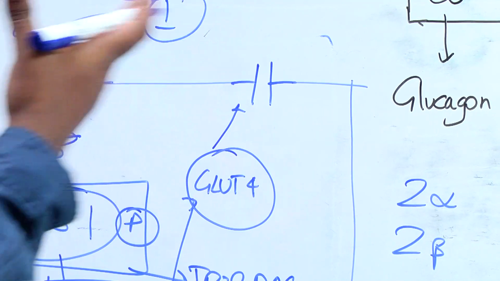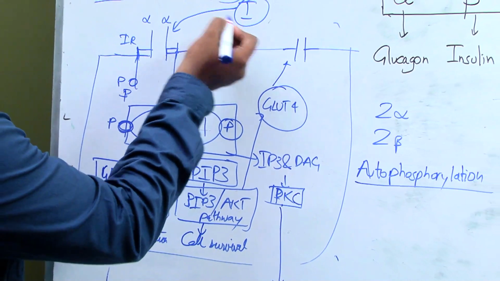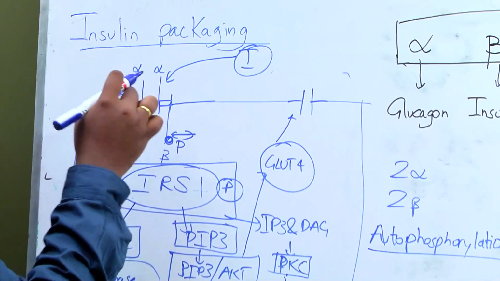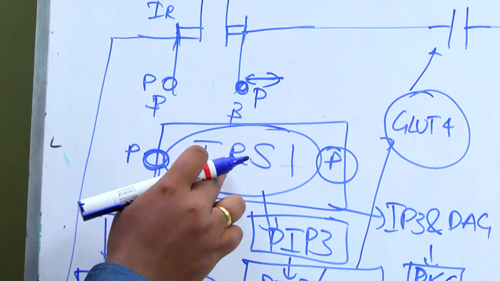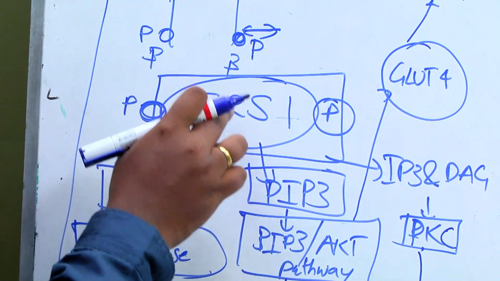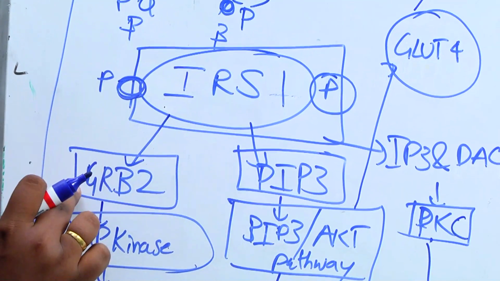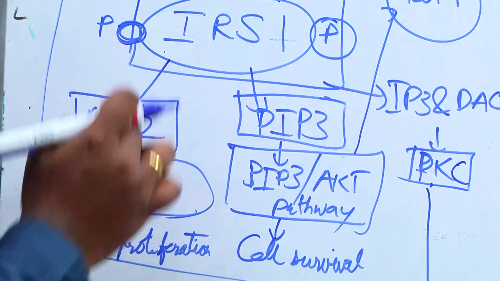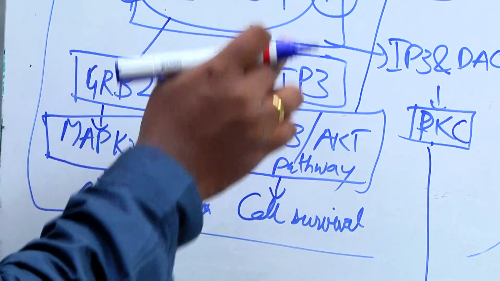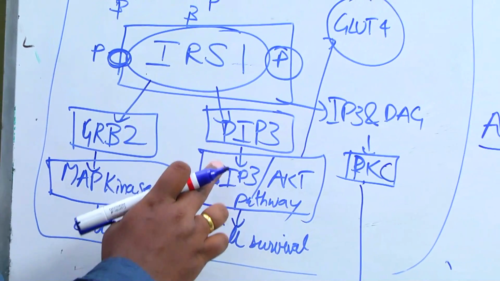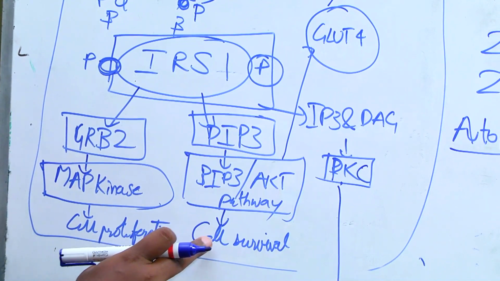So now we will recap the entire function, what the insulin does in the cell. So now the insulin will bind to its receptor, it will get autophosphorylated. This phosphorylation will lead to phosphorylation and activation of IRS, that is your insulin receptor substrate 1. So that will get phosphorylated, and it will lead to first activation of the GRB2, which will further activate your MAP kinase pathway and lead to cell proliferation. And then it will lead to activation of PIP3, which will lead to activation of the PI3K AKT pathway, which will lead to the cell survival.